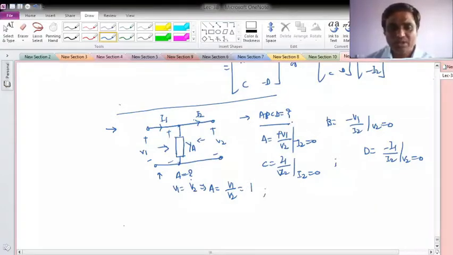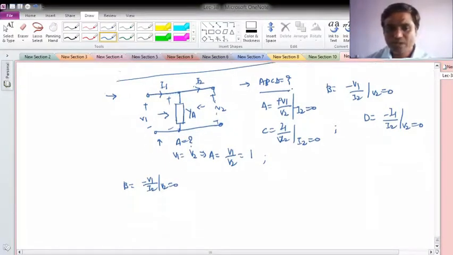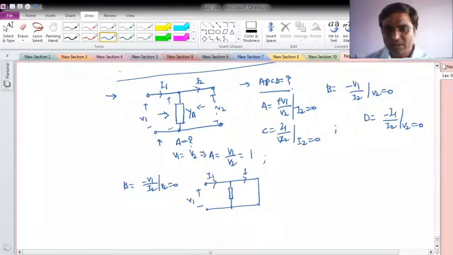Now to calculate B, what is B? B is minus V1 upon I2 when port 2 is short circuited, so I have to short circuit it like this. For that, let me draw the components. First let me short circuit this, and then this is V1, this is I1, this is my I2, and due to this V2 has become 0, and this component is YA.